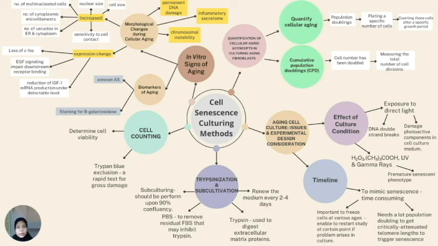Other conditions that induce a premature senescent phenotype are the use of hydrogen peroxide, tert-butyl hydroperoxide, UV, and also gamma radiation. Aging culture studies to mimic cellular senescence are time-consuming, and need a lot of population doublings to get critically attenuated telomere lengths to trigger cell senescence.